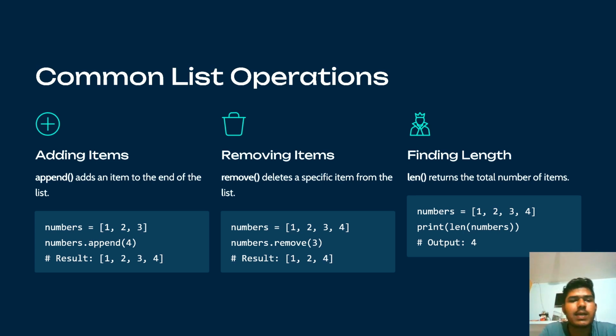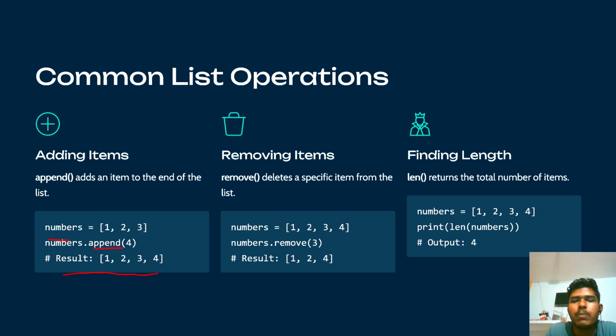The common list operations are adding items. For adding items, we use append. It adds an item to the end of the list. The example is like numbers is equal to 1, 2, 3. Numbers append 4. The result is 1, 2, 3, 4. We add the value 4 at the end of the list, so we use append for this.